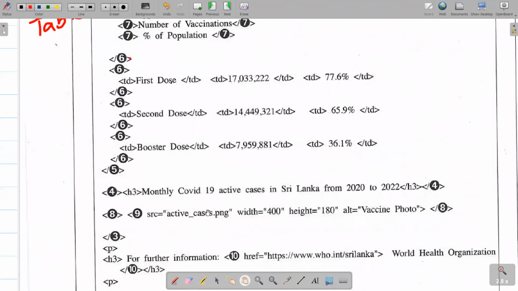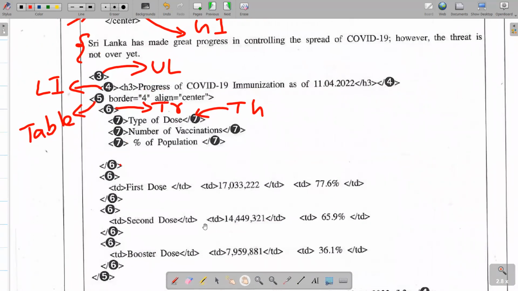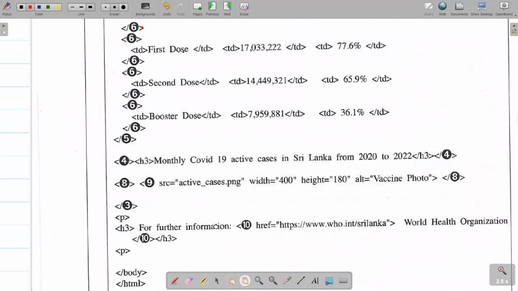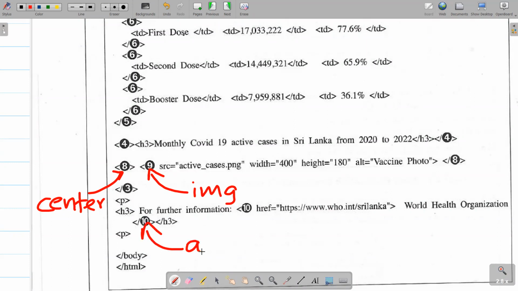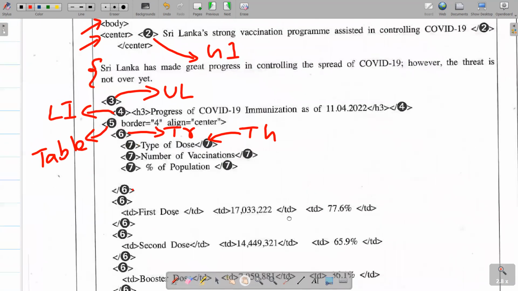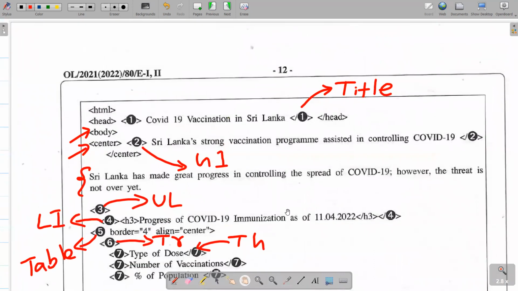What else do we have? Where can we find the seventh? Seventh is over here. Seven means TH. 8 is over here. So this 8 must indicate center because the image is in the center. And this is going to be IMG. And this, of course, is going to be the anchor tag, since they are creating a hyperreference. Right? So that's the way you will be given these kinds of questions.